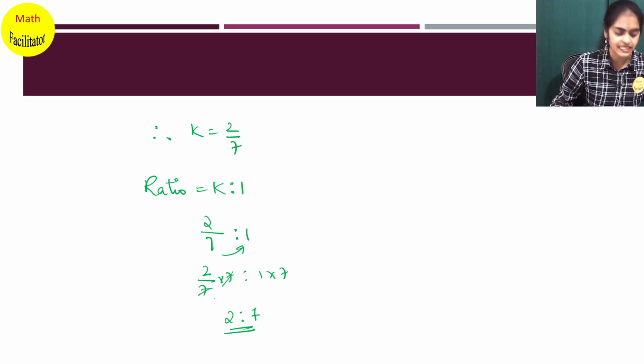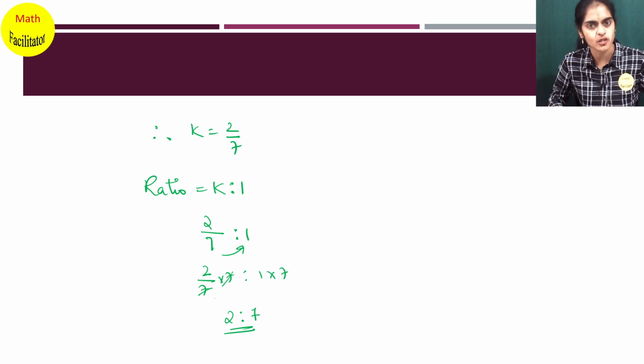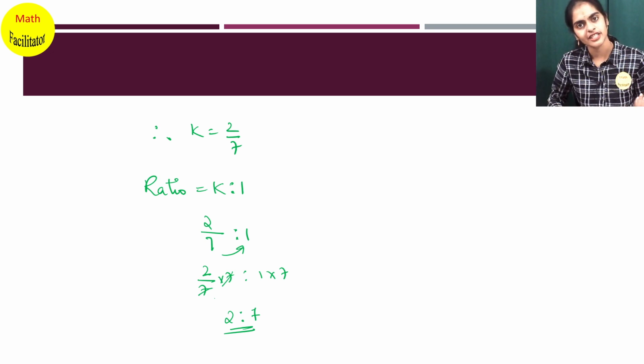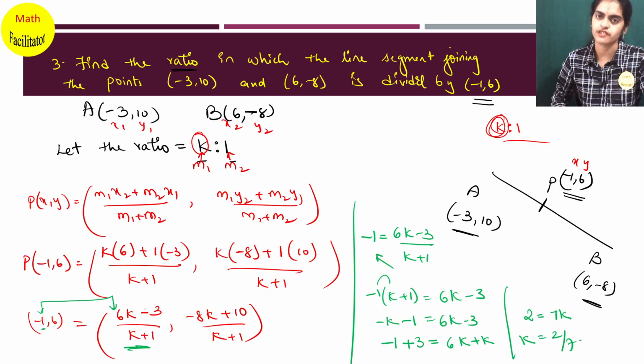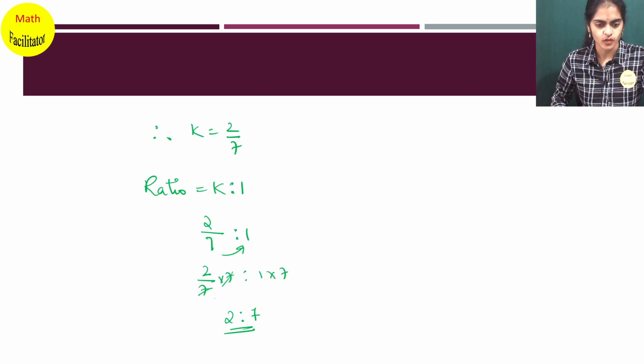I hope this is very clear for you now. Why are we taking it as k is to 1? Because it will be very easy for us to find a single value, and we are using the section formula here, right? So I hope this is very clear, and shall we proceed to the next question?